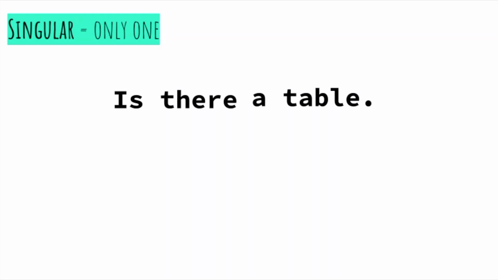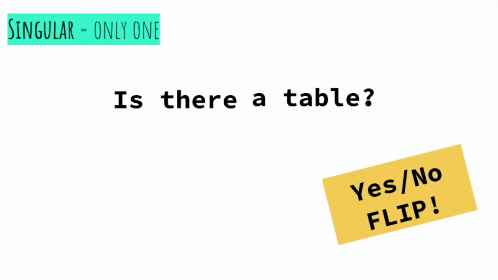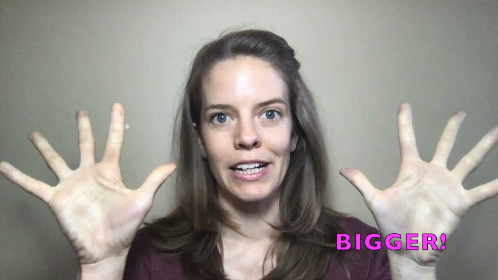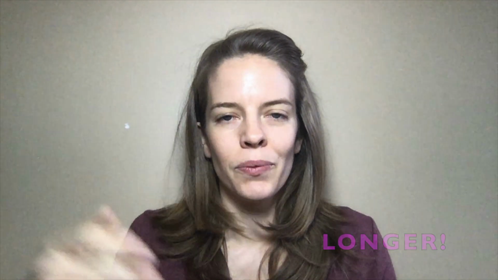What are we missing? That's right, the question mark. Is there a table? And notice how the intonation changes. Instead of there is a table, we now have a rising intonation. Is there a table? That's the yes-no flip. Remember, in English, the more important words are bigger. The more important words are louder. The more important words are longer.